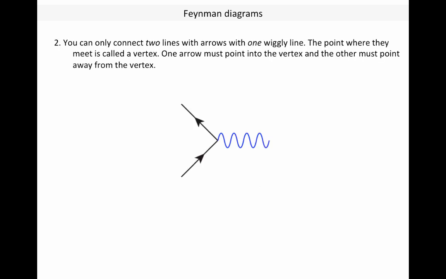The second rule is that you can only connect two lines with arrows with one wiggly line. And the point where they meet is called the vertex here. And one of the arrows must point into the vertex and one must point away from the vertex. So every single vertex you see has to have one arrow going in, one arrow coming out, and one squiggly line coming out. No other possibilities are allowed.